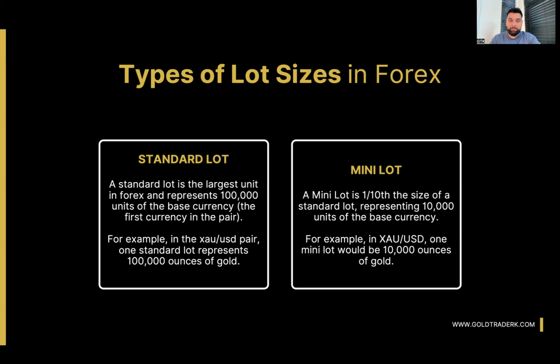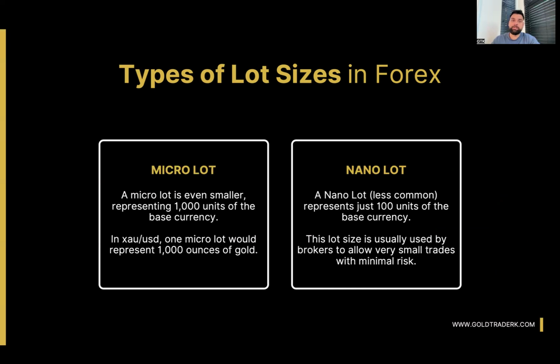The second is the mini lot. A mini lot is one-tenth the size of the standard lot. It represents 10,000 units of the base currency. For example, in XAUUSD, one mini lot would be 10,000 ounces of gold. It's also seen as 0.10 when you're trading on your MetaTrader or your trading apps.